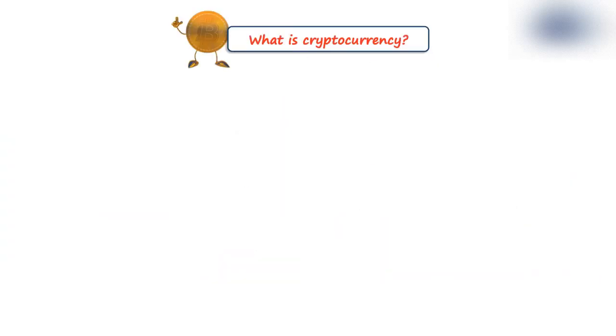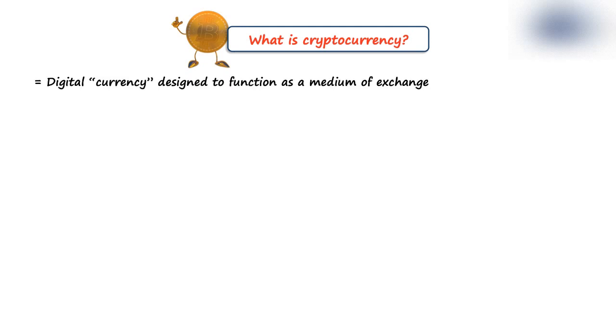Before we start with accounting, let's explain what the cryptocurrency is in its substance. It is a digital "currency" designed to function as a medium of exchange. And I put currency in double quotes on purpose because cryptocurrency does not have the characteristics of regular currencies as described in IAS 32.